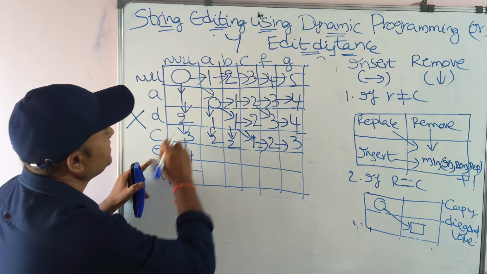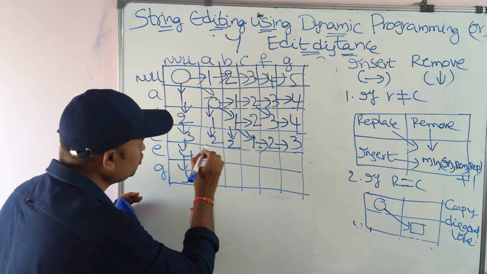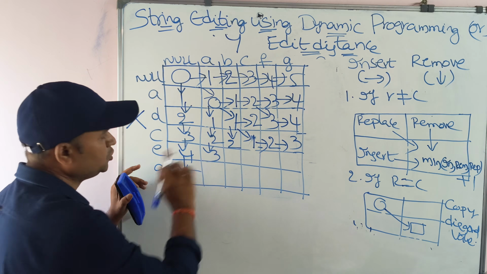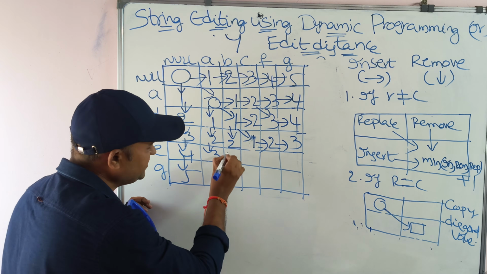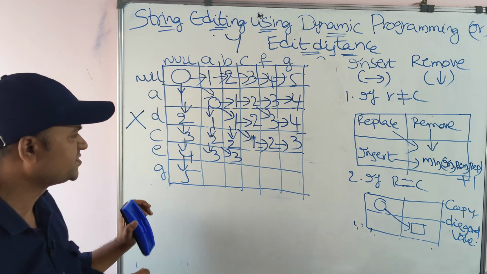Next, E with A, B, C, F, G, all are different only. Out of 3, 4, 2, 2 is the minimum number. So 2 plus 1, 3. Out of 2, 2, 3, 2 is the minimum number. So 2 plus 1, 3. So we can use diagonal or vertical. There is no problem. So 2 plus 1, 3.